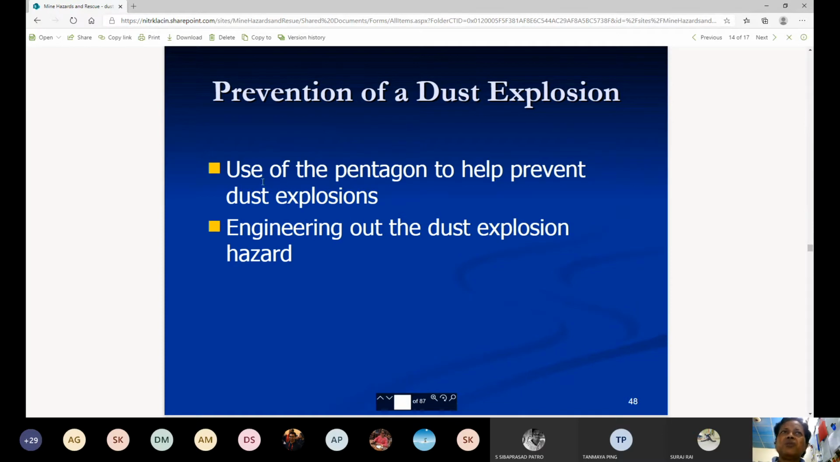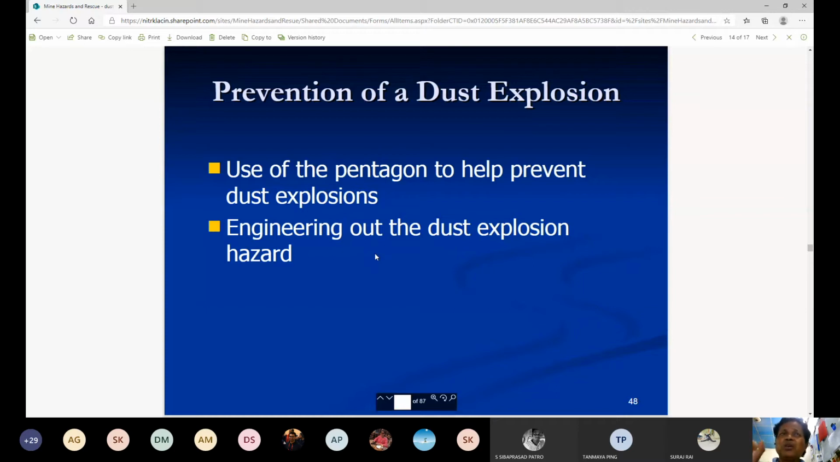You have seen that the pentagon, 5 parameters, are there. Use of the pentagon to help prevent dust explosion. So if you remove 1 or 2 parameters, then you can prevent dust explosion. That is why you have to engineer out the dust explosion hazard. For that purpose, you have to study the pentagon. That is why today we are discussing the coal dust explosion, the anatomy of coal dust explosion.